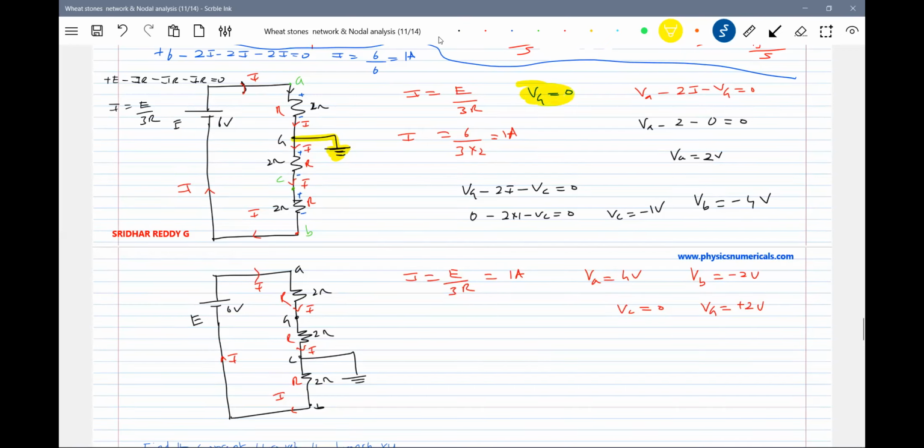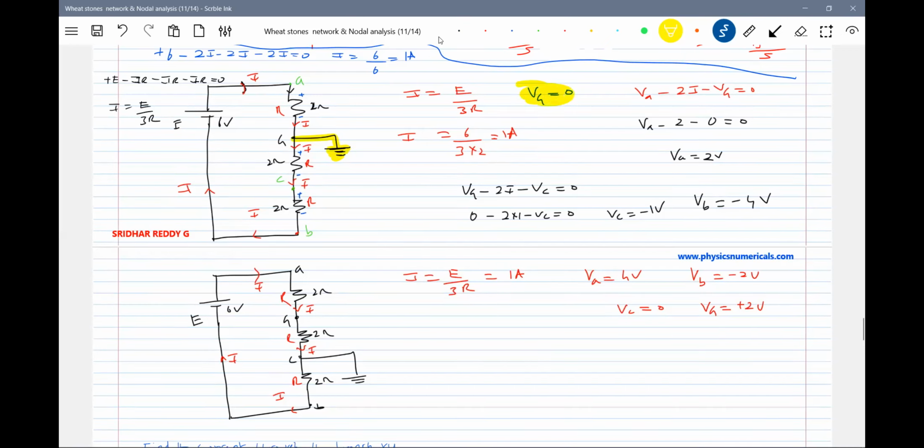Now, what if I shift the earthing to some other point? Then what will the current be? The same 1 ampere will flow. Nothing will happen to the distribution of current when you change the earth point in a circuit. The same 1 ampere. Again, write the loop equation.